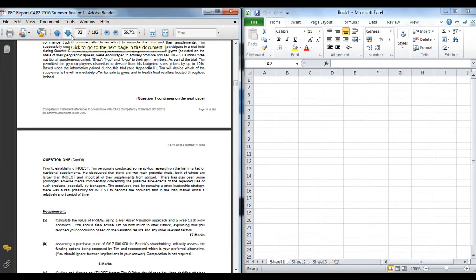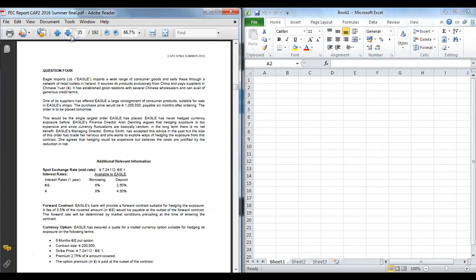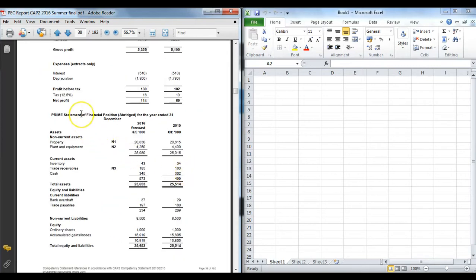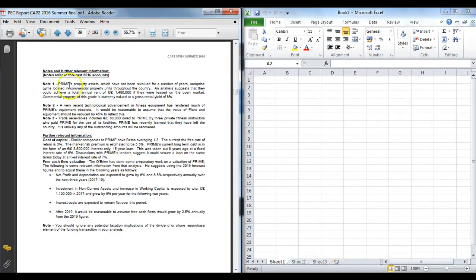So don't do it vice versa, always read the requirements first to again prime you as to what to expect when you're reading. So if we go to Appendix 1, we're given now information about the Statement of Comprehensive Income for Prime. So for 2016 on the left column, 2015 on the right. And we're also given a Statement of Financial Position with a number of different notes. And we can see Note 1, Note 2, and Note 3 correspond to 3 relevant pieces of information here.